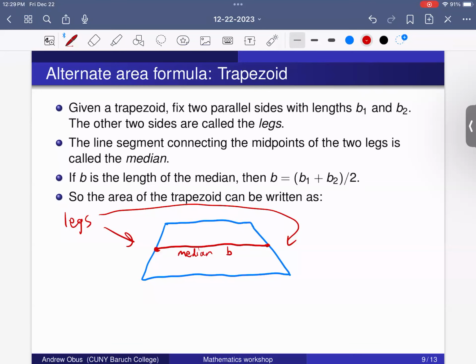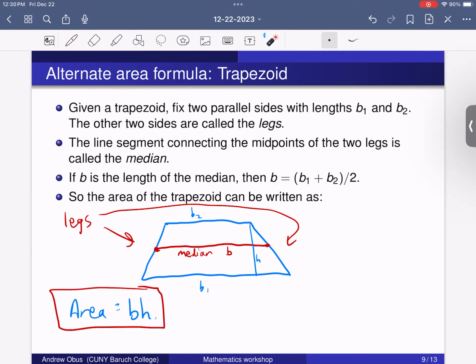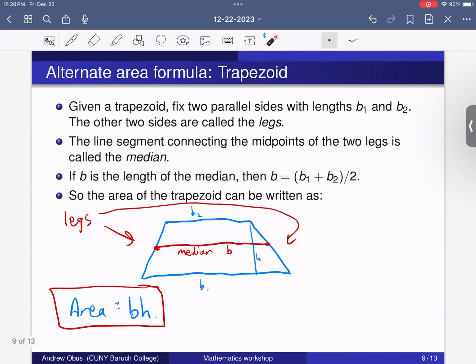Let's say that this has length b. If this is b1 and this is b2, and the trapezoid has height h, then the median is exactly the average of b1 and b2, so you can also write the area of the trapezoid as bh, just like for a parallelogram. The only difference is you've got to take b here to be the median of the trapezoid instead of just one of the two bases. It needs to be the median.